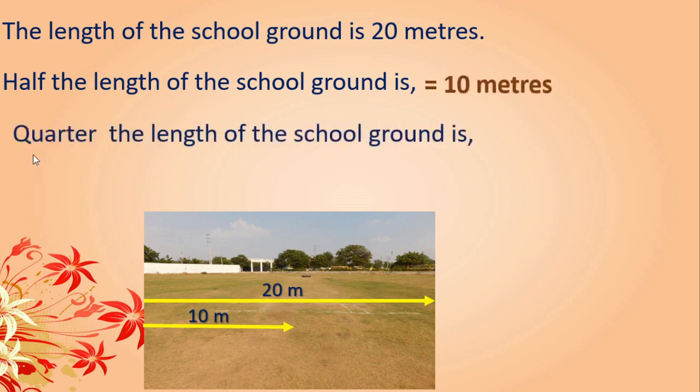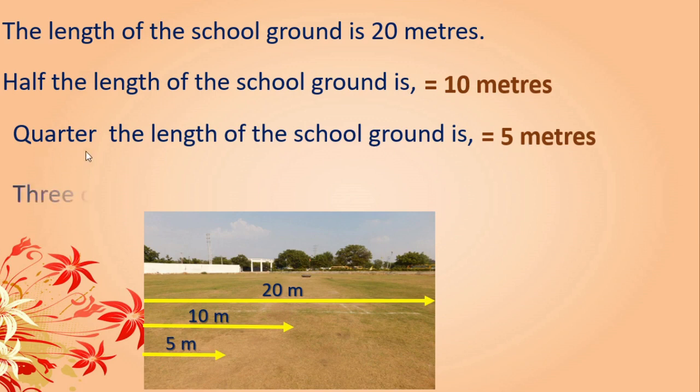Okay, next is quarter the length of the school ground. Quarter the length is this much only. You know quarter the length means half of this half. We know half is 10. Half of 10 is nothing but 5 meter. Correct? So here we will write 5 meters. That is nothing but 1 quarter.